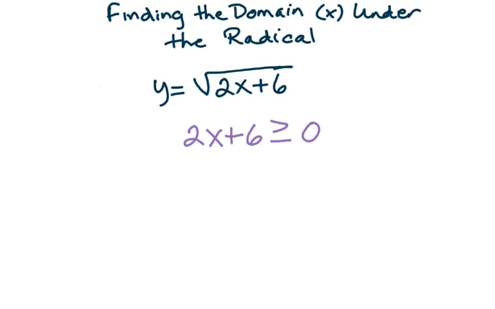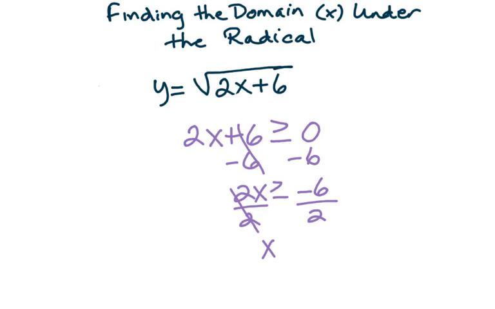All right, well, let's solve this real quick. Minus 6 on both sides. 2x has to be greater than or equal to negative 6. Divide by 2 on both sides. x has to be greater than or equal to negative 3.